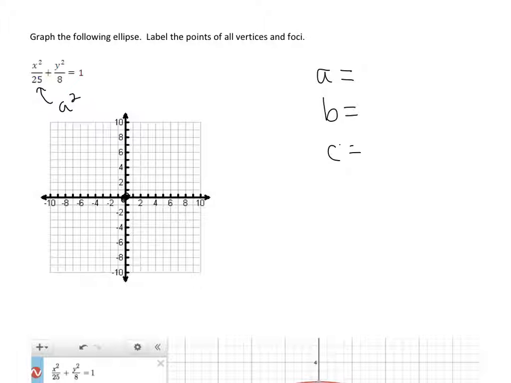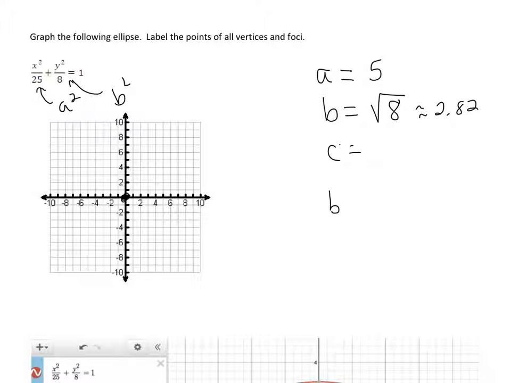So in this case, A squared is 25, so A is 5, because 5 times 5 is 25. B squared is 8. So if B squared equals 8, B is equal to the square root of 8. And because we're going to be graphing this, we're going to know the square root of 8 is about 2.82. That'll be helpful for us. Now C is actually not given in the equation. Remember, the equation only gives us A squared and B squared. It does not give us C.